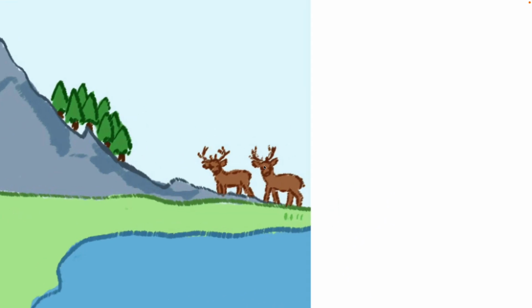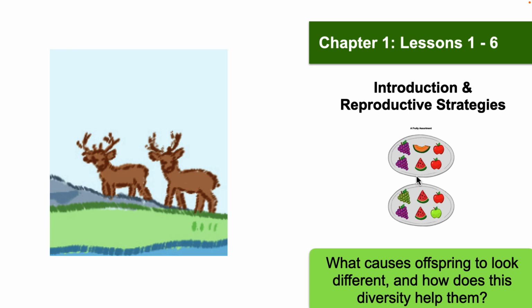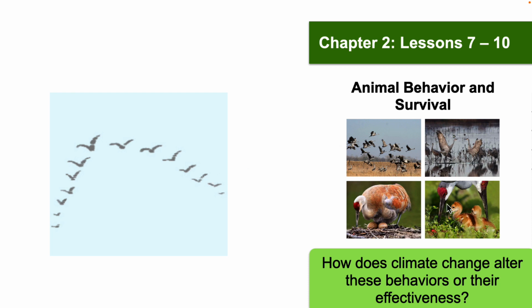In Chapter 1, we introduce the reproductive strategies of different organisms, and then we use models to represent how traits get passed on by sexual and asexual reproduction. To help us with our unit challenge, we'll ask what causes offspring to look different, and how does this diversity help them? In Chapter 2, we'll follow the life of the sandhill crane as a case study about the range of animal behaviors that can help survival, including things like migration, flocking, courtship, nest building, and rearing of young. And we'll ask, how does climate change alter these behaviors or their effectiveness?